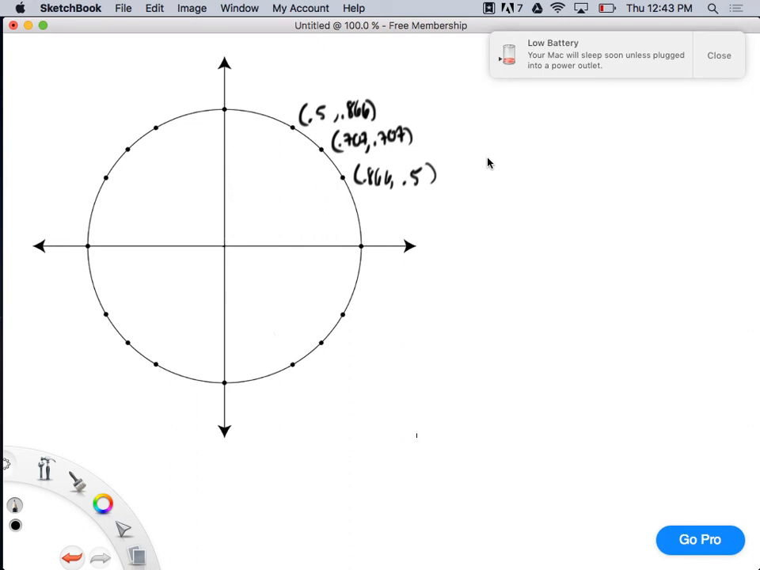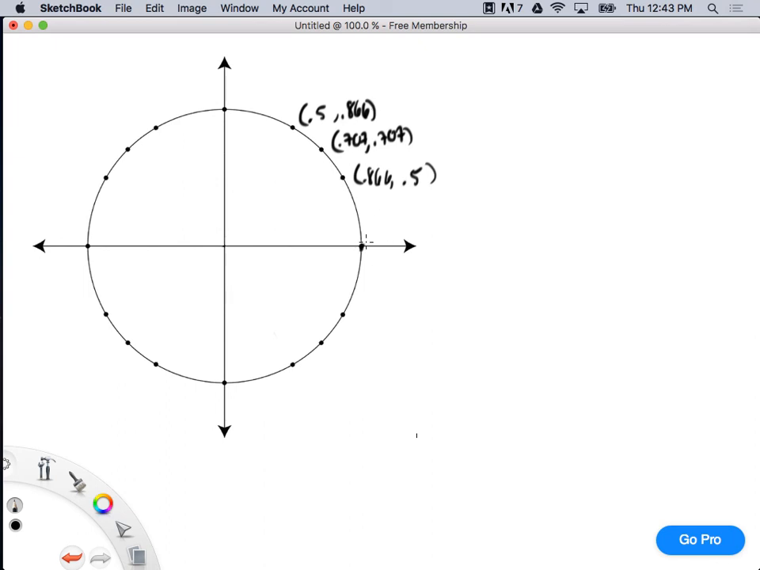Now, the next thing we're going to do is find the coordinates of this point and that point there. So I want you guys to think about that while I'm plugging in. Again, the radius of this circle is equal to 1. So how could I find the coordinates of this point and this point? That's the question. Well, let's take a look.